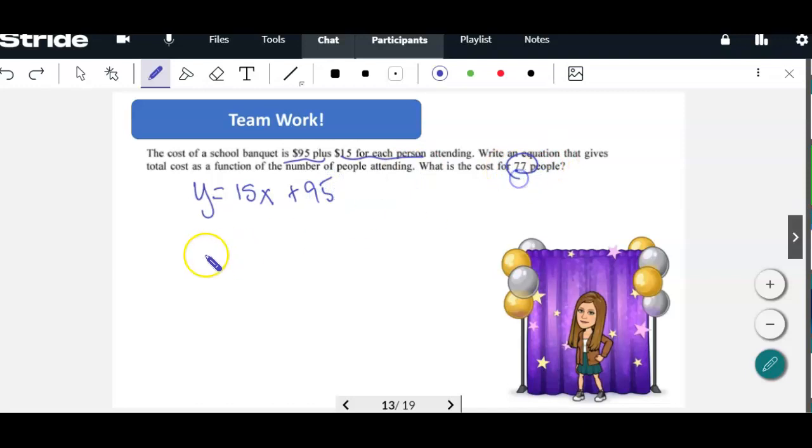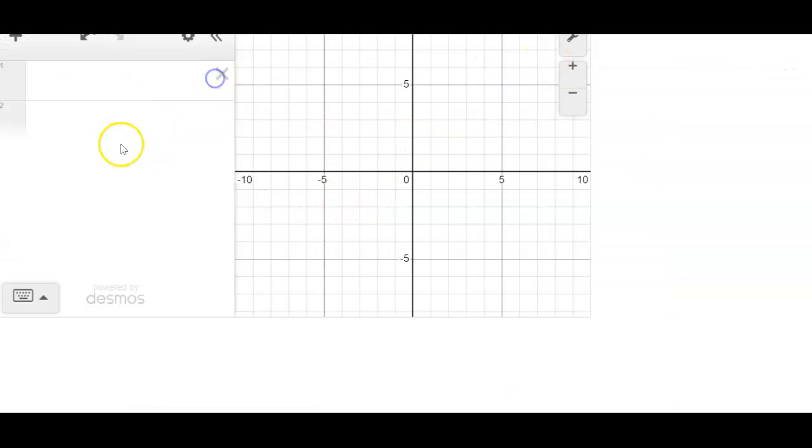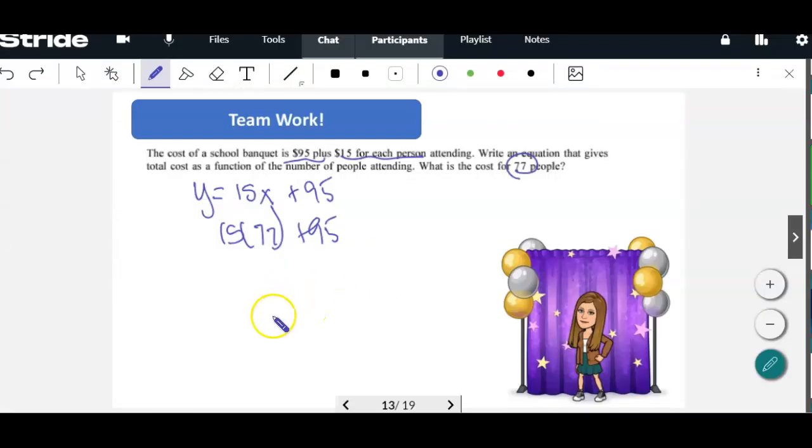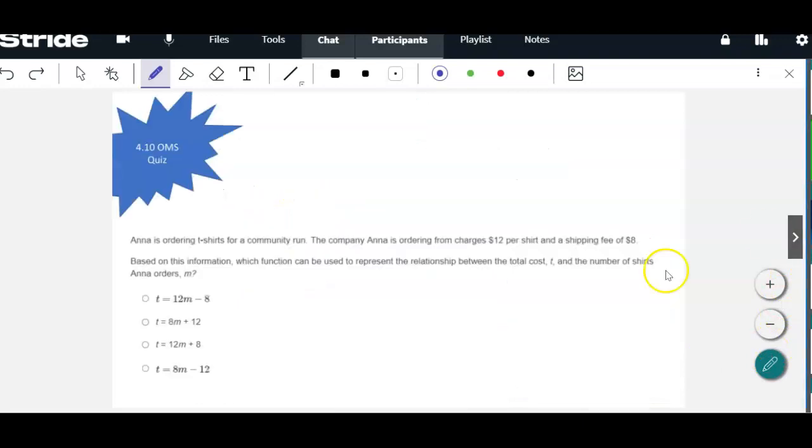Now it wants to know what's the cost of 77 people. Plug in that 77. You can use the calculator to do the math. 15 times 77. I can't see my keyboard. Let me go times 77 and then plus 95. All right, so it's $1,250. Hopefully we have time to do a couple more here real quick.